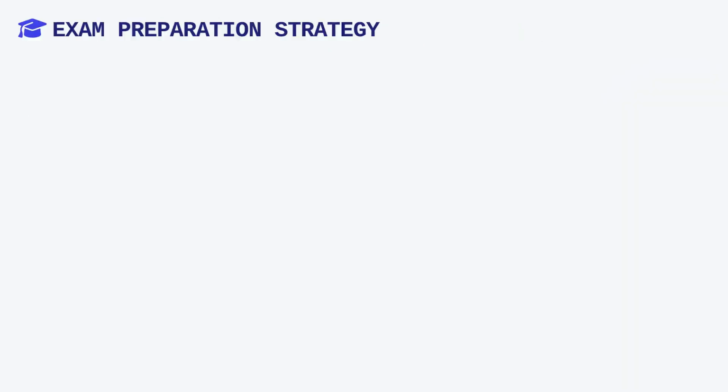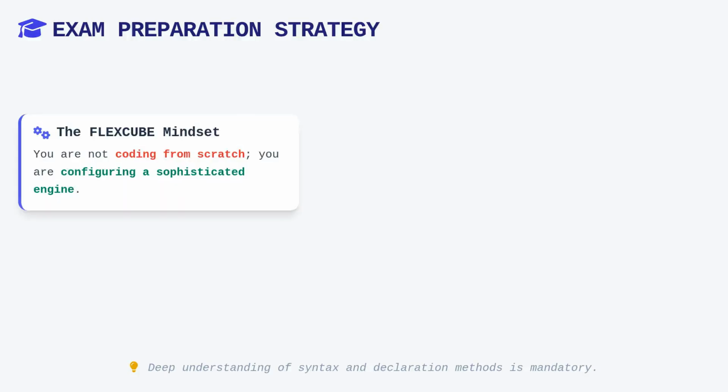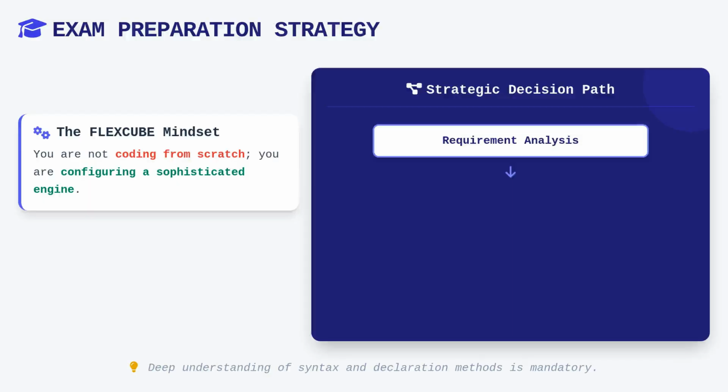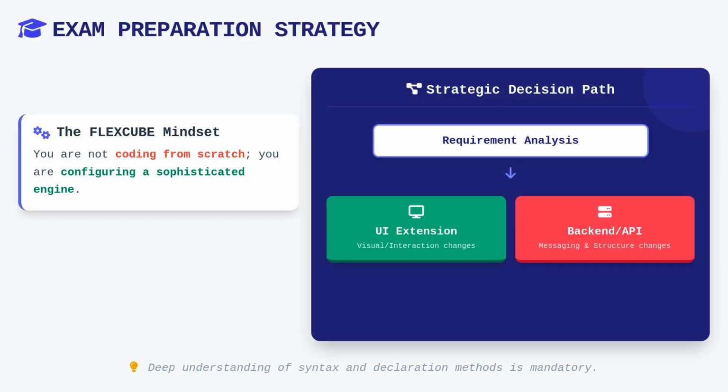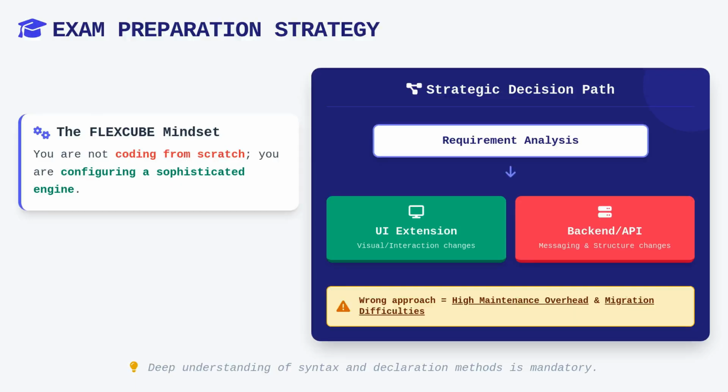As you prepare for the exam, remember that the tools provided by FLEXCUBE are exhaustive and require a deep understanding of their specific syntax and declaration methods. You are not manually coding screens from scratch, but configuring a highly sophisticated engine. Practice identifying when a requirement necessitates a UI extension versus when it requires a change in the backend messaging or API structure. The distinction is crucial, as the wrong approach can lead to significant maintenance overhead and difficulties during system migrations.